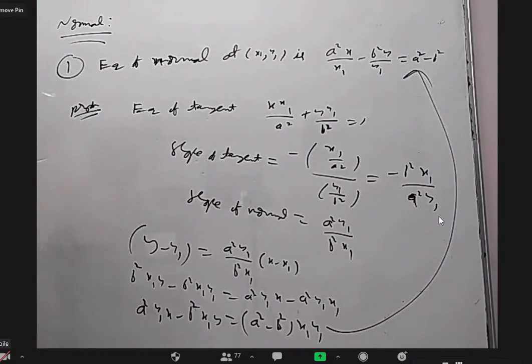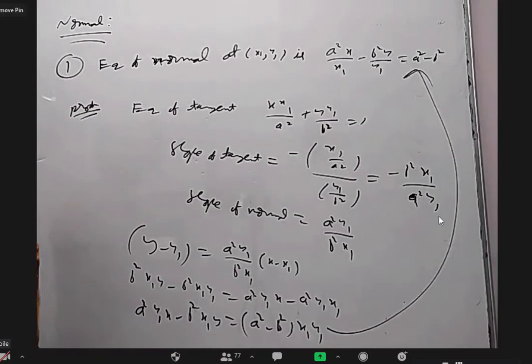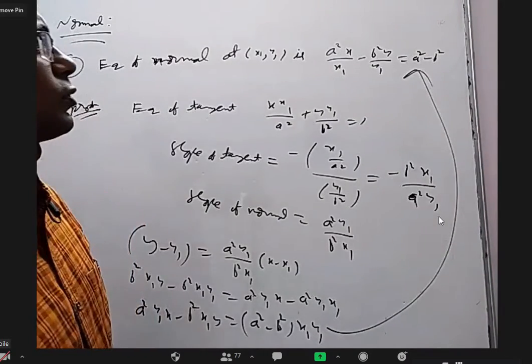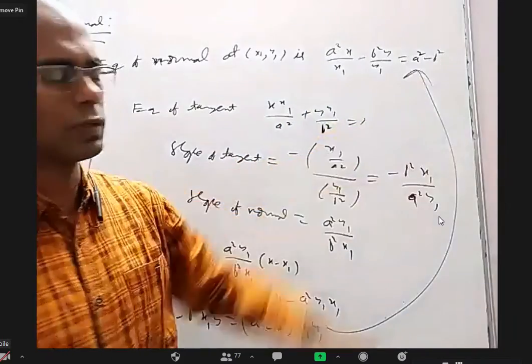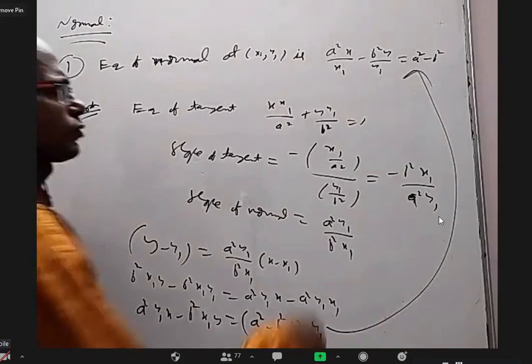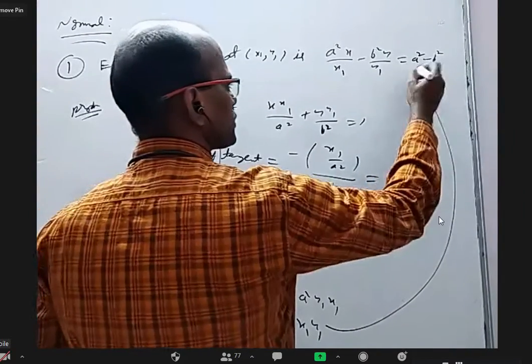Equation of tangent is not so important because s1 equal to 0 will do it. But equation of normal, every time you want to derive it, it takes time. So remember this: a square x by x1 minus b square y by y1 equal to a square minus b square. Of course, that a square minus b square I can even write as a square e square also, right?